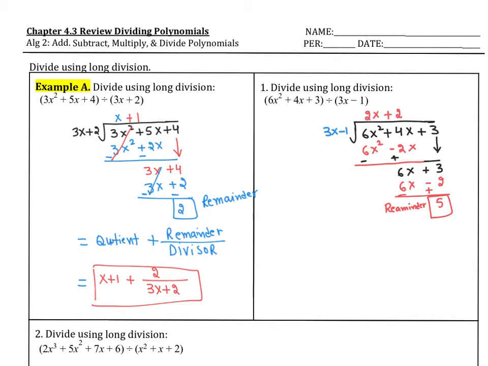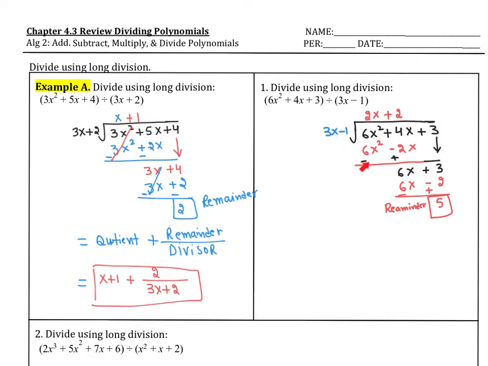Question number 1, you're dividing the polynomial 6x squared plus 4x plus 3 by 3x minus 1. When you divide this polynomial, you have to concentrate on the first term. 6x squared is the one that you want to get, so you choose carefully a number that gives us 6x squared. That's why you're going to multiply by 2x. So 2x times 3x is 6x squared, and 2x times negative 1 is negative 2x.